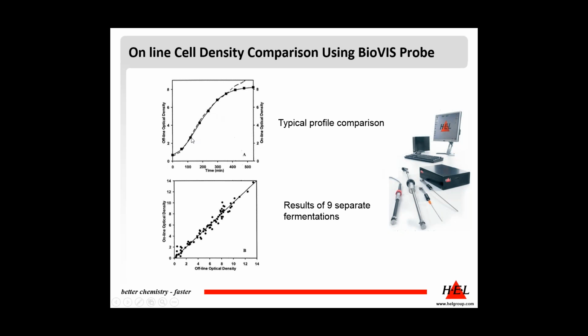So you can see here a comparison between offline optical density and the data taken from the probe. You can see a real close correlation. The bottom graph shows the results of 9 separate fermentation and sterilization processes, and demonstrates the robustness of the probe over many cycles of, as I say, sterilization and fermentation. The BioVIS probe is actually available as a standalone system, so can be added not only to our systems but also to third-party systems as well.